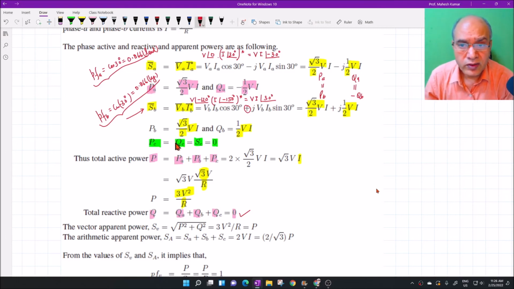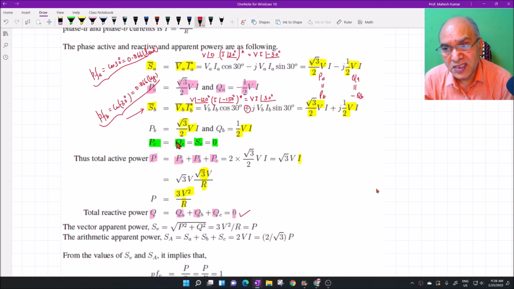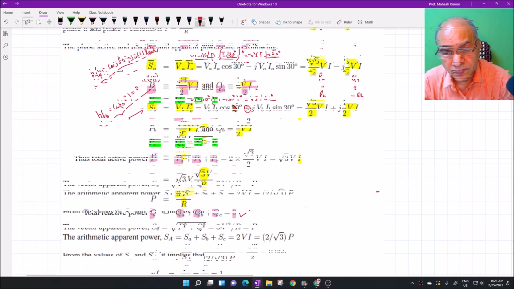However, there is no capacitance, there is no inductance in the circuit. Then why is the supply experiencing the leading and lagging power factor in phase A and B respectively? The reason is the unbalance. Because of unbalance, the current has a phase shift of 30 degree lead for phase A and 30 degree lag for phase B, and that creates the reactive power and hence the power factor.